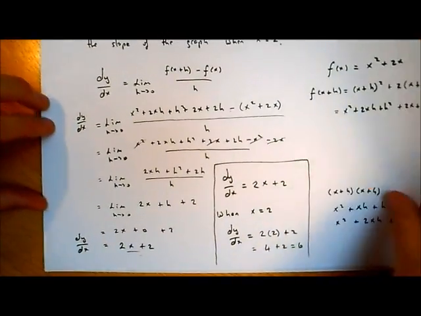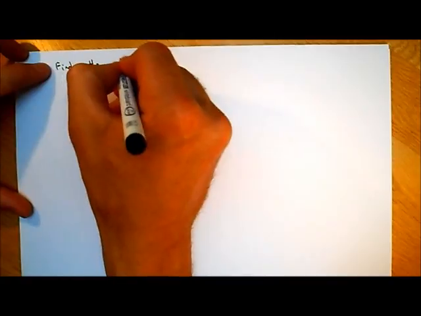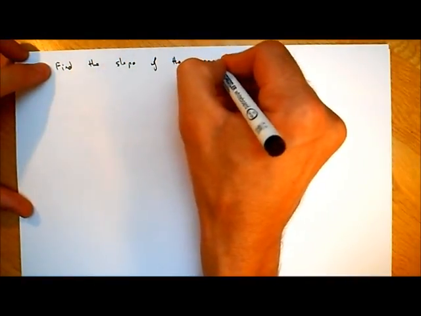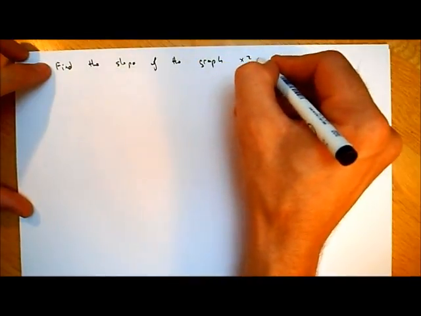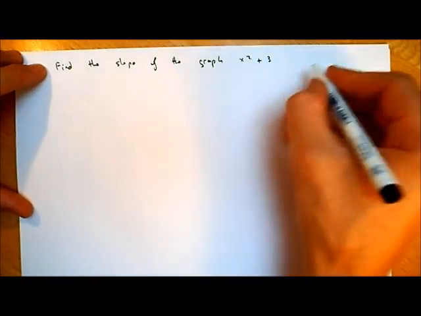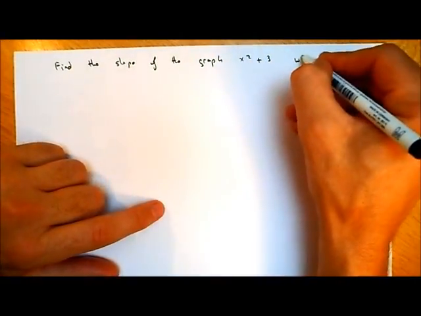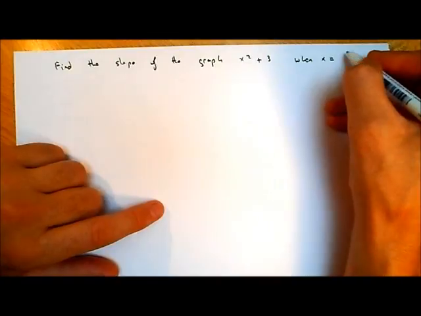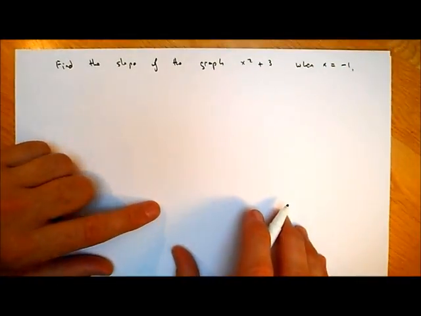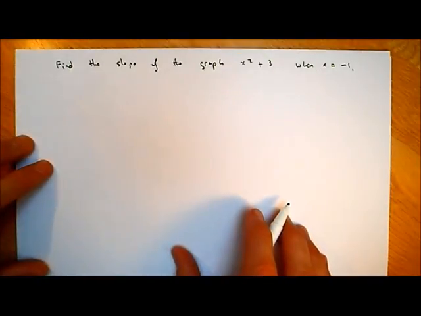Okay, let's do one more of them. It'll be very similar. I'm going to write it a different way: find the slope of the graph x squared plus 3 when x equals, let's say, minus 1. So we've got to find the slope of that graph when x is equal to minus 1.